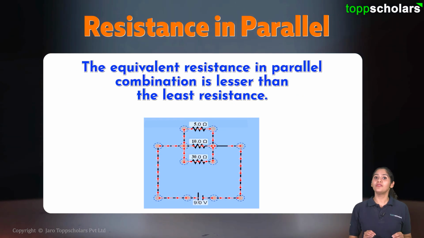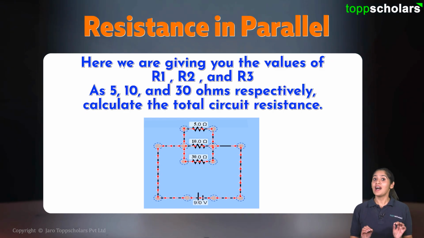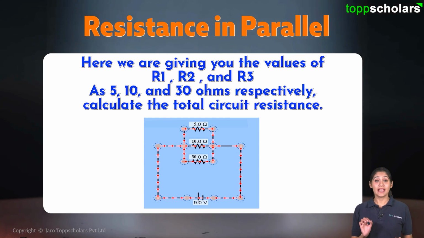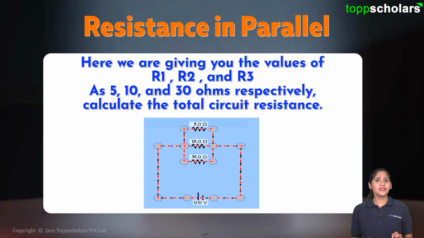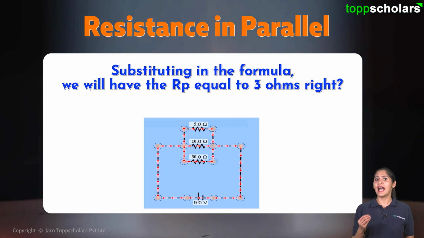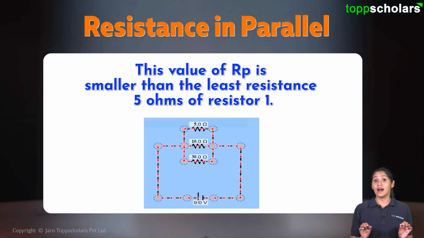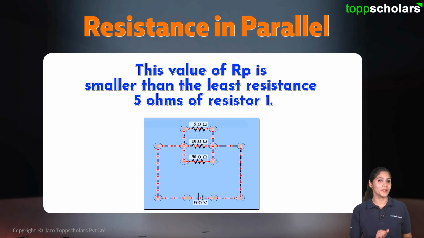So, the equivalent resistance in parallel combination is lesser than the least resistance. Let's check this, shall we? Here, we are giving you the values of R1, R2 and R3 as 5, 10 and 30 ohms respectively. Calculate the total circuit resistance. Substituting in the formula, we will have the Rp equal to 3 ohms, right? This value of Rp is smaller than the least resistance 5 ohm of resistor 1.